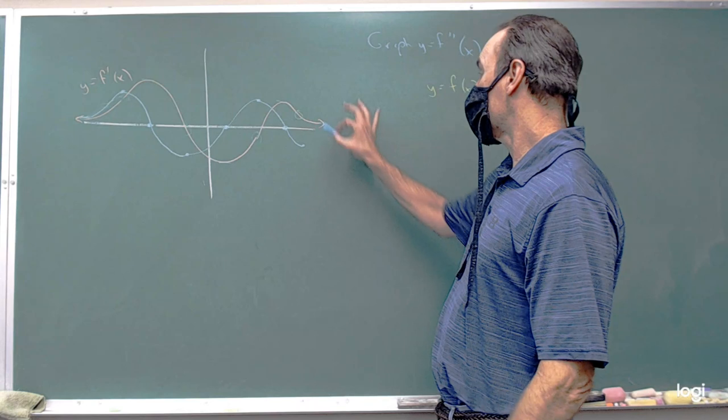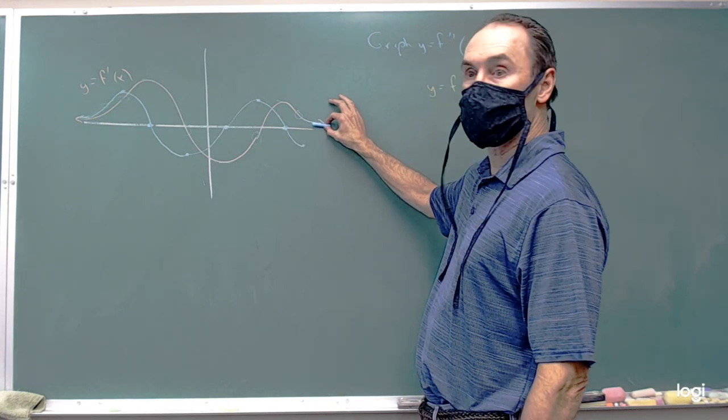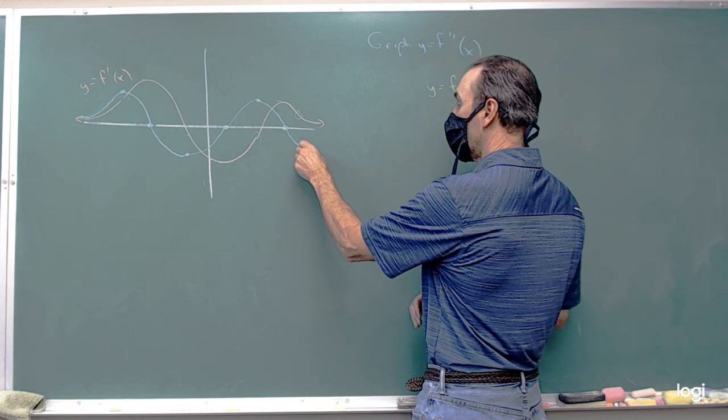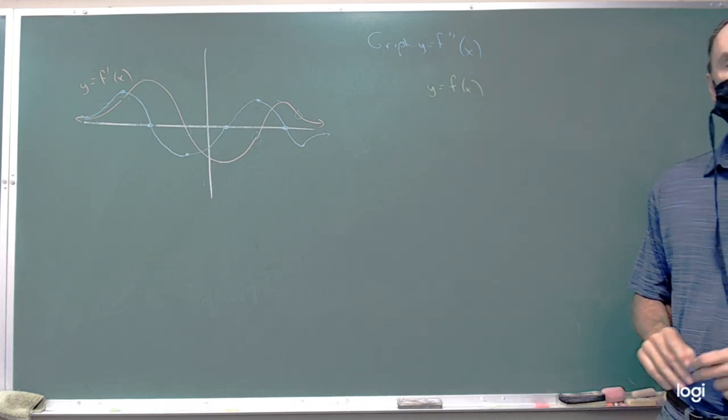Then to finish it out, we see the slopes of the tangent lines are going to be just a little bit negative, but getting really close to zero. So we're going to stay below the x-axis, but get close to zero. So it's going to look something like that.